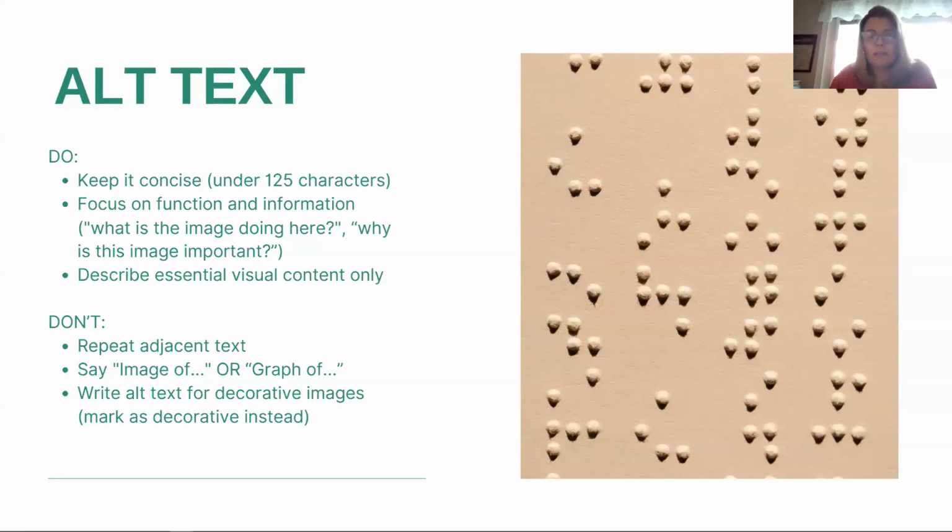Next one, focus on function. What is the image doing here? For instance, if an image or other non-text content links to something, like the little email icons we all like to use, you need to use alt text that describes where it's going and what it does. For example, that little icon can say "send us an email" rather than describing an image of an envelope.